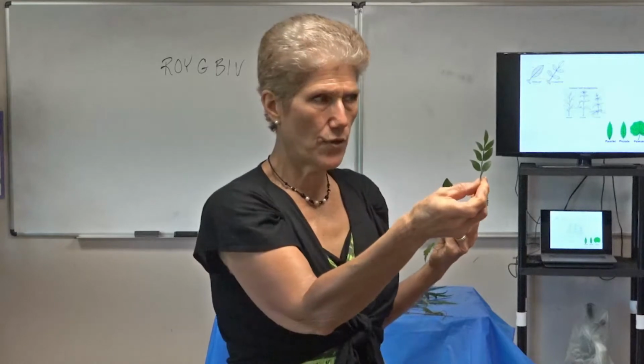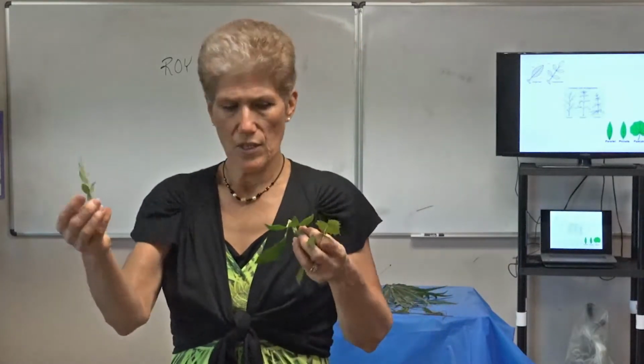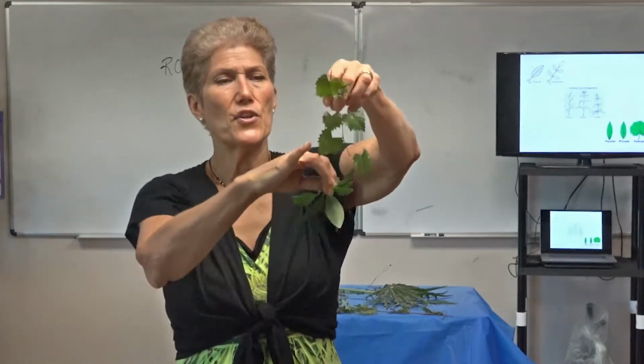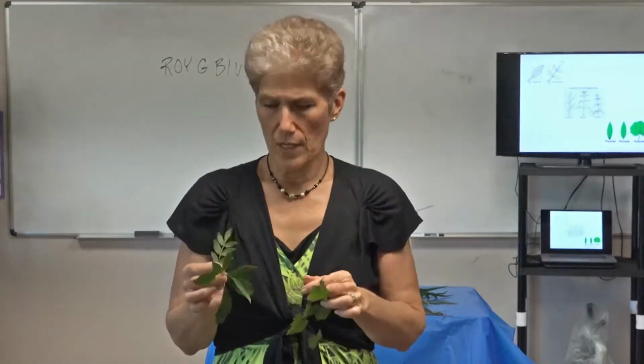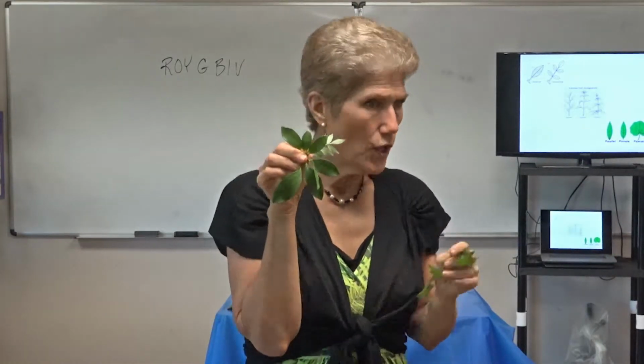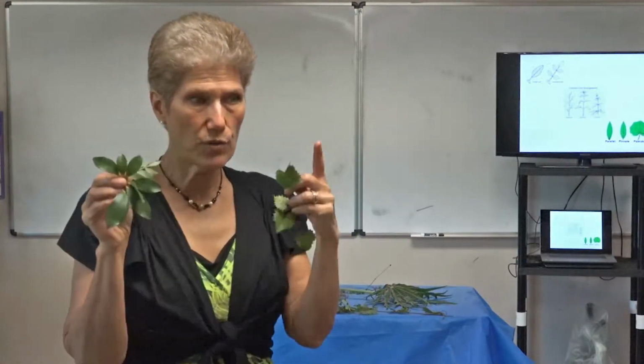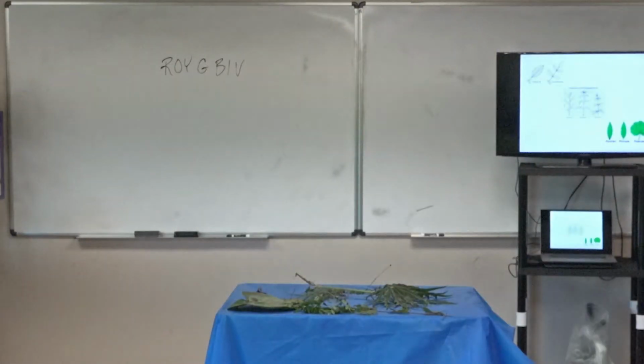You see how the leaflets come out directly across from one another? That's called opposite. Whereas notice this one, they're not directly across from each other. They alternate going up the stem. Okay, this one goes around in a circle. So that's that central picture. Those are the three different arrangements that you can have there.